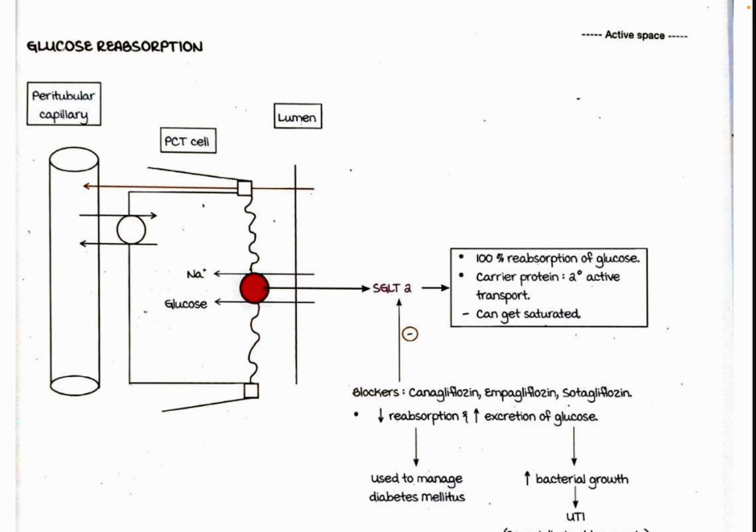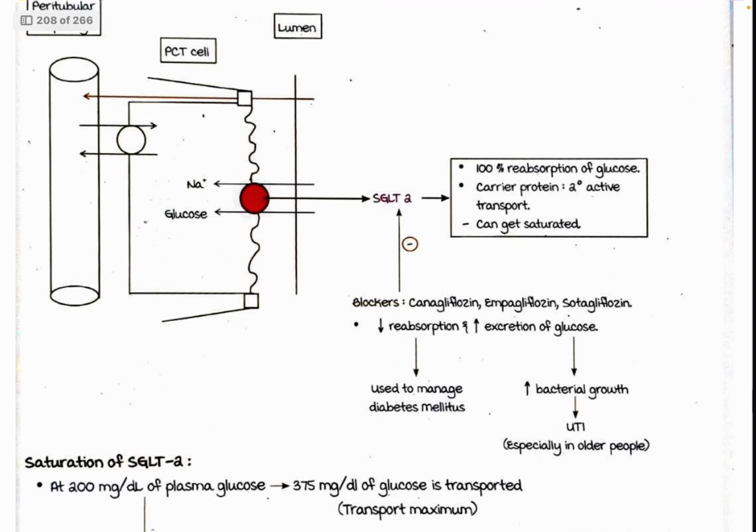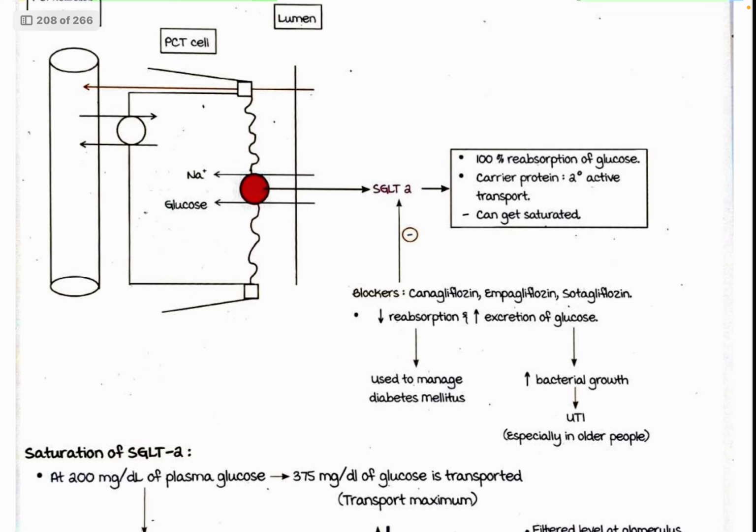Glucose reabsorption: peritubular capillary, PCT cell and lumen. SGLT2 achieves 100% reabsorption of glucose. The carrier protein is secondary active transport and can get saturated. Blockers of SGLT2 are canagliflozin, empagliflozin and sotagliflozin. They reduce reabsorption and increase excretion of glucose.